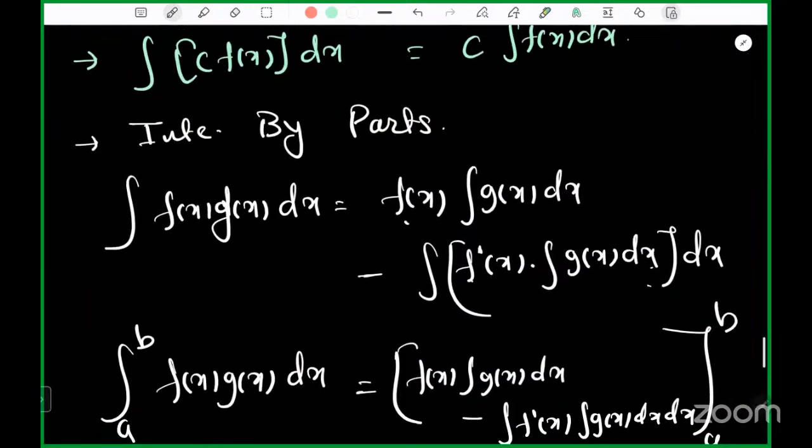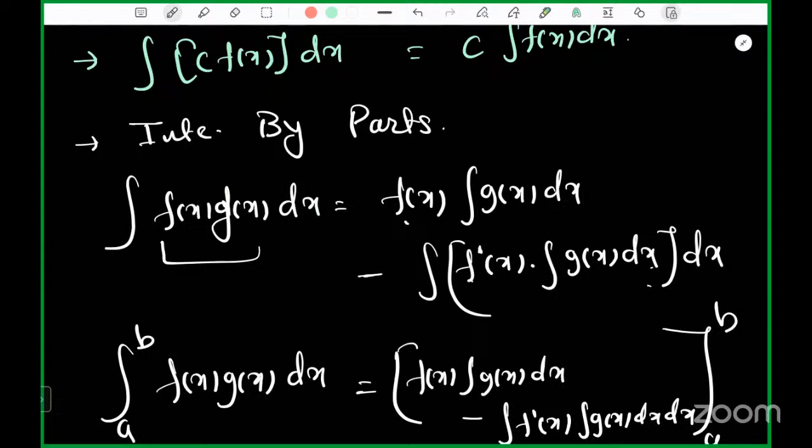Any doubt in integration by parts? Choosing f of x and g of x needs a little bit of practice. As you do many more questions, you will get an idea of which function to choose as f and which as g. Is that okay?